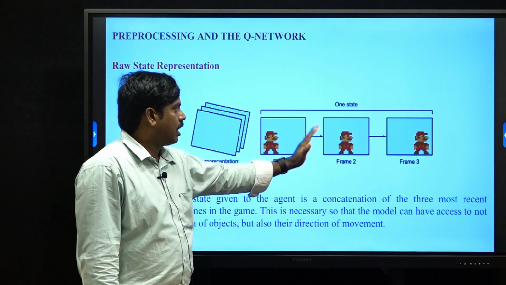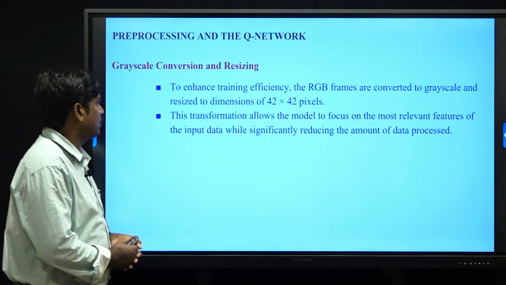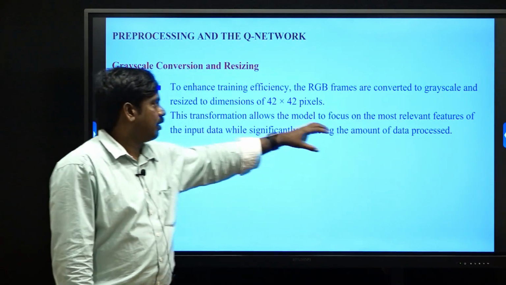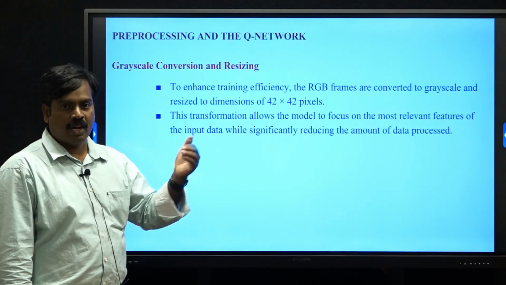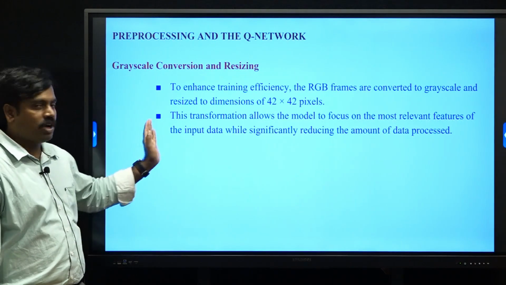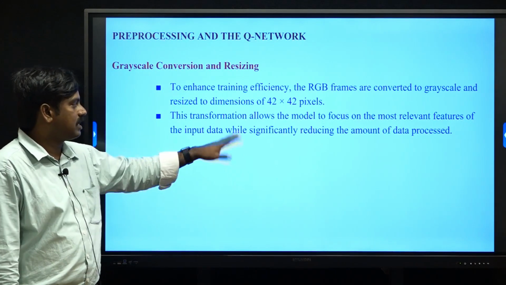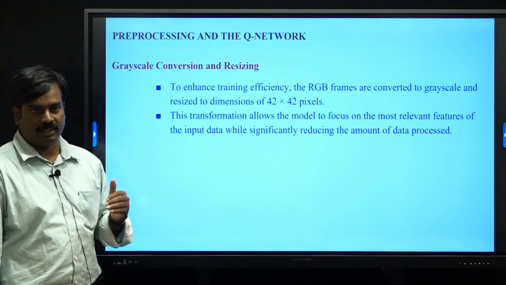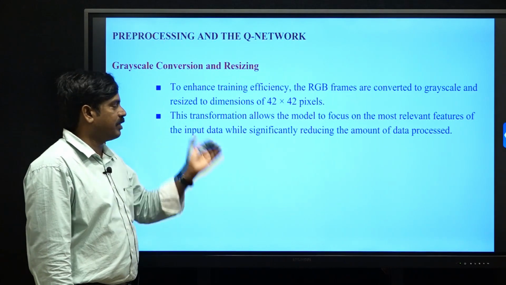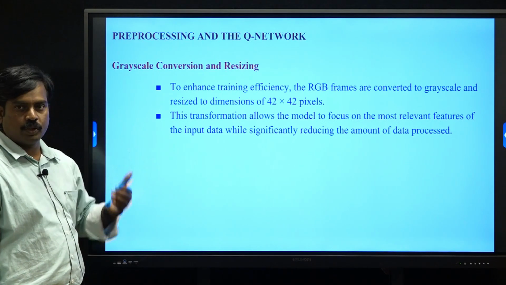We need to convert the RGB into grayscale. So, grayscale conversion and resizing enhance the training efficiency: the RGB frames are converted into grayscale and resized into lower dimensions. In this example, we reduce the dimensions to 42 by 42 pixels. This transformation allows the model to focus on the most relevant features of the input data and significantly reduces the amount of data processing. So, the high-dimensional RGB is converted to grayscale and the dimensionality is also reduced, so 3 dimensions will be converted to 2 dimensions.